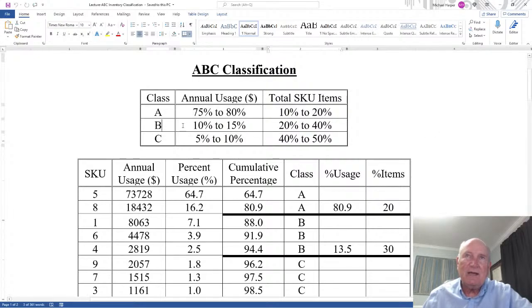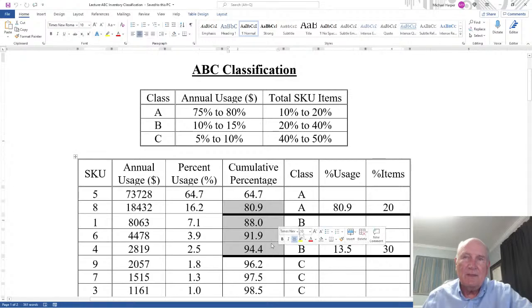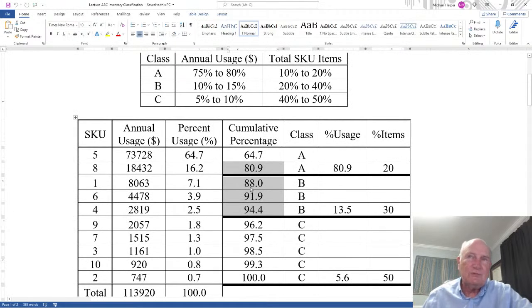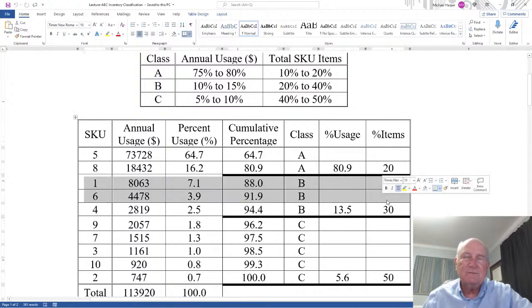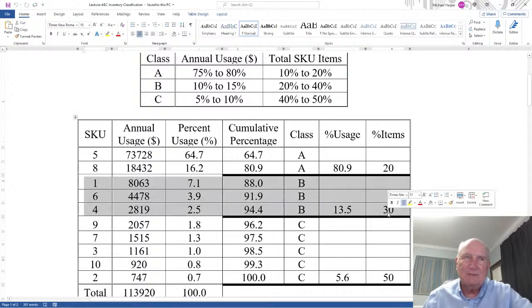Then the Class B items is 10 to 15%. Well, 10% more than 80 is 90.9, so the next two is 10%. But then 15% would be 95.9, that's 94.4. So one person might say, well, I think the next 2 items will be my B items. Well, I chose the next 3 items to be my B items. So again, these boundaries between A and B are arbitrary. We'll talk about that more in a minute.